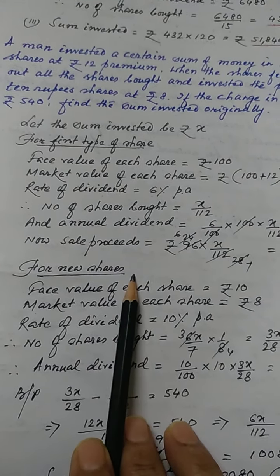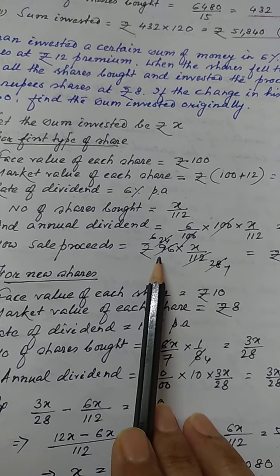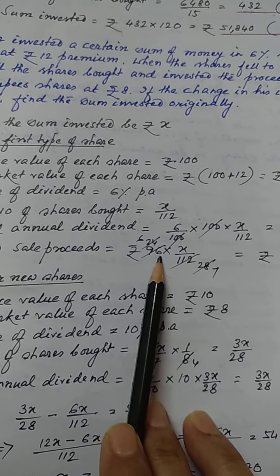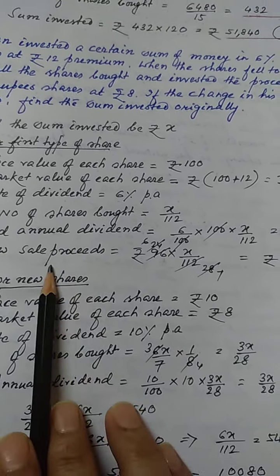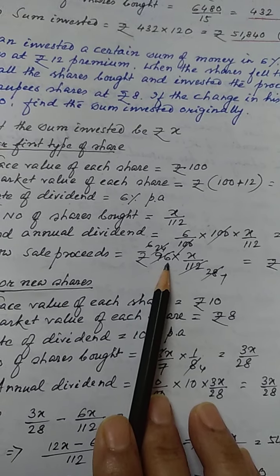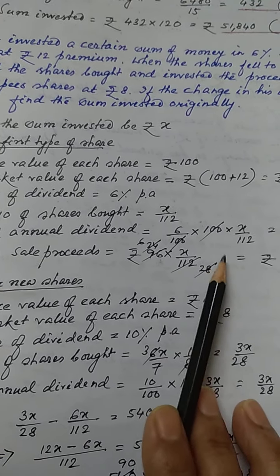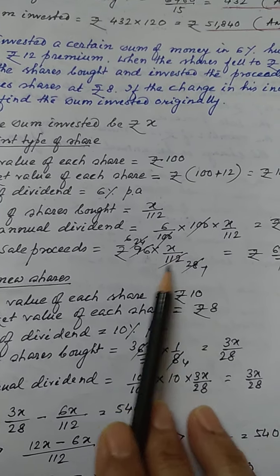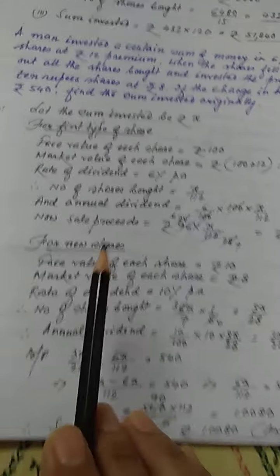Now here I multiply with rupees 96 because he sold the shares at rupees 96 each. He sold all of them at rupees 96, and sale proceeds means the money he received by selling the shares, which he reinvests to buy another share. So here it is 96 into X by 112, which is rupees 6X by 7, that is the sale proceeds.